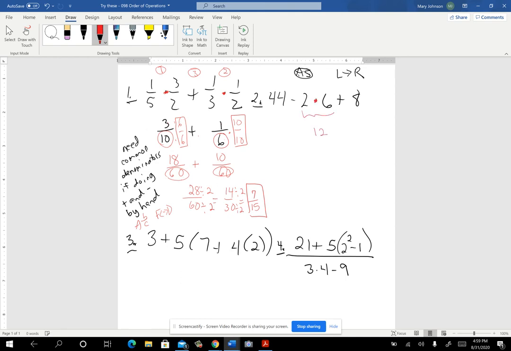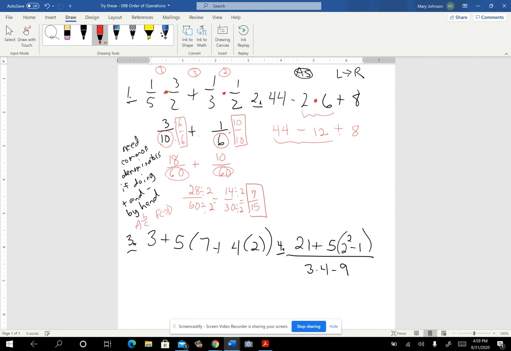So that would be replaced with 12. And now I'm using a vertical format. I'm bringing down the rest of the problem along with it, so I'm not just doing little pieces. And then I don't do adding first. I do adding and subtracting because they're equal operations. I go from left to right.